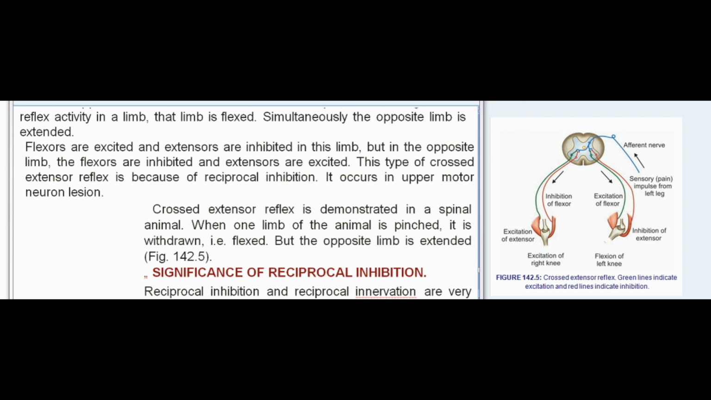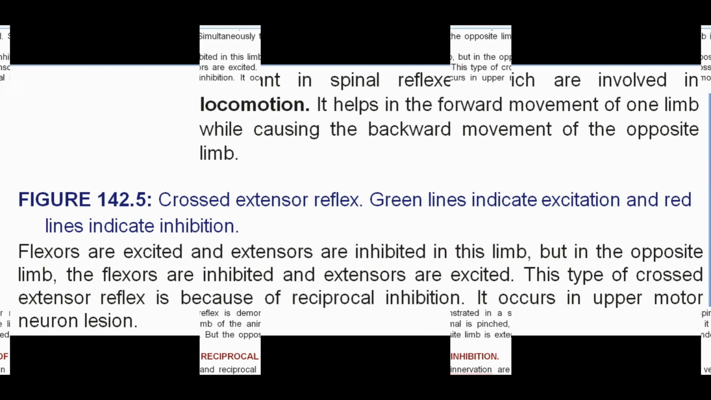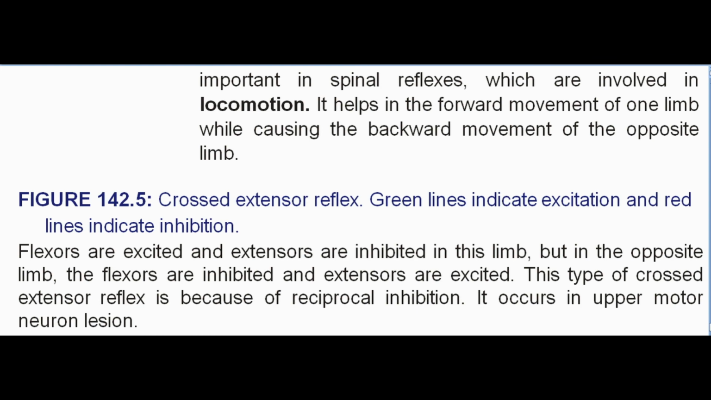Significance of reciprocal inhibition. Reciprocal inhibition and reciprocal innervation are very important in spinal reflexes, which are involved in locomotion. It helps in the forward movement of one limb while causing the backward movement of the opposite limb. Figure 142.5, Crossed extensor reflex. Green lines indicate excitation and red lines indicate inhibition.